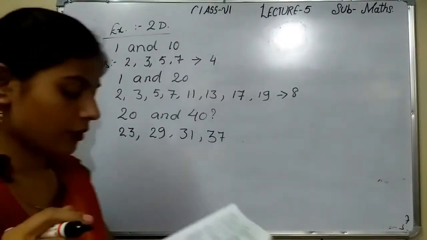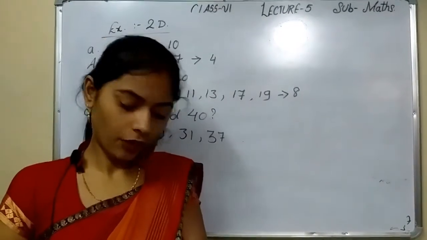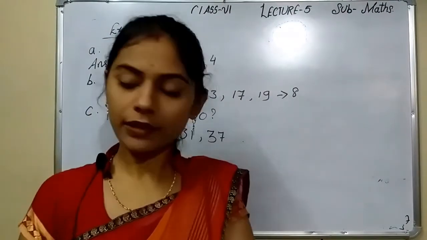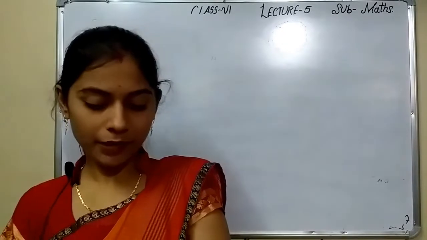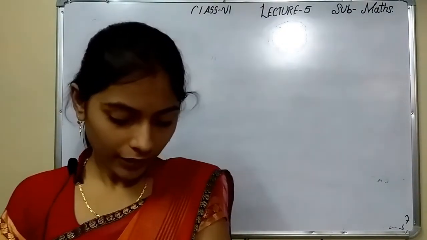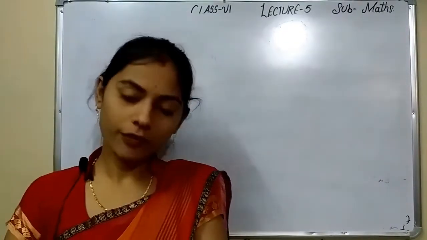Now see, question numbers D and E are your homework. Now just complete the filling of the blanks. See, filling the blanks you have to complete by yourself. Fill in the boxes with the words even or odd.